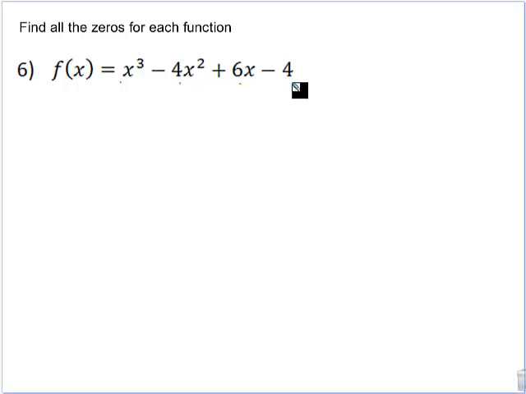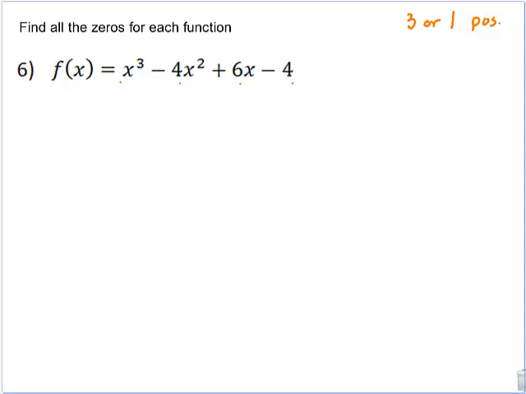Okay, so what we're going to do when we want to find all the zeros is first decide what type of numbers we want to look for. Do we want to look for positive answers or negative answers? So we're going to count the sign changes. How many sign changes do we have in this function the way it is? We have 1, 2, 3. So that means we have 3, or what else could we have? Okay, so we have 3 or 1 positive.